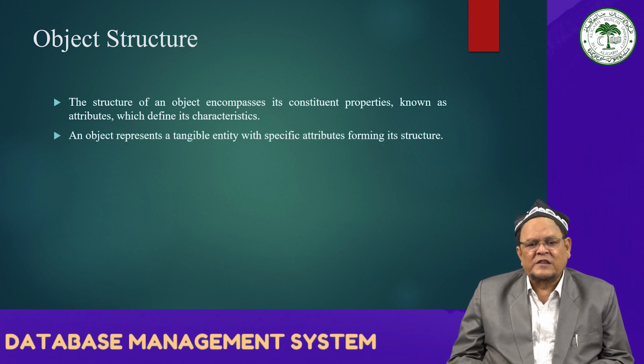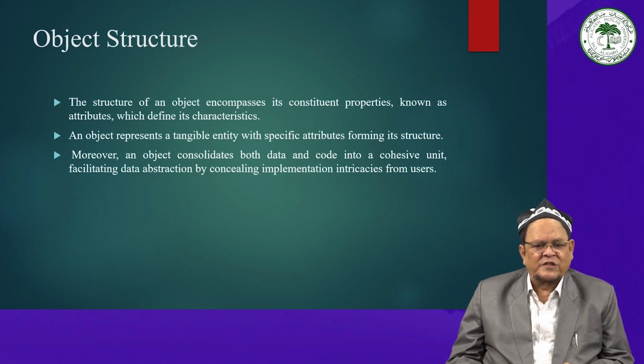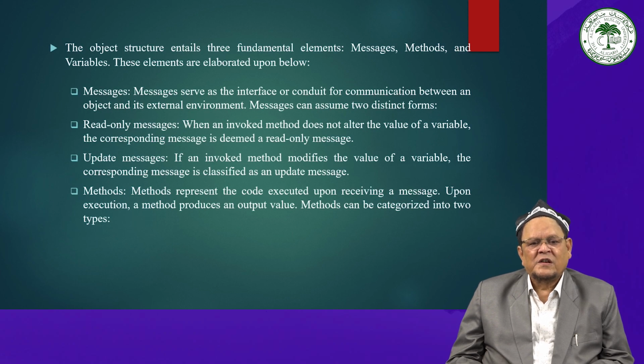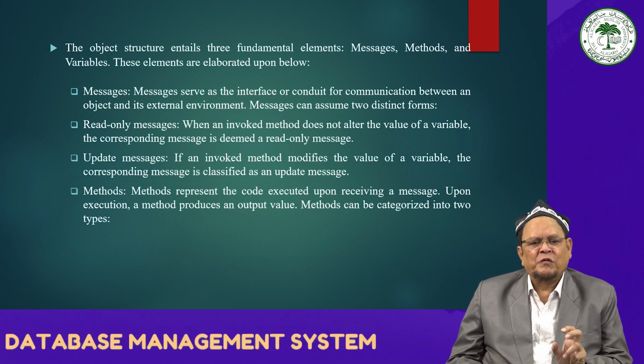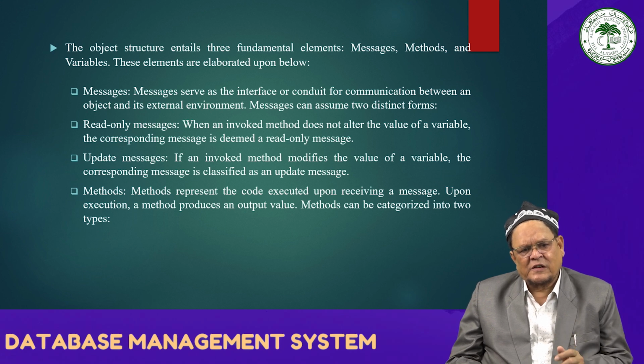An object represents a tangible entity with specific attributes forming its structure. An object consolidates both data and code in a cohesive unit, facilitating data abstraction by concealing implementation intricacies from users. Object structure entails three fundamental elements: message, method, and variables. These elements are a very important part of object structure. I will discuss in detail.